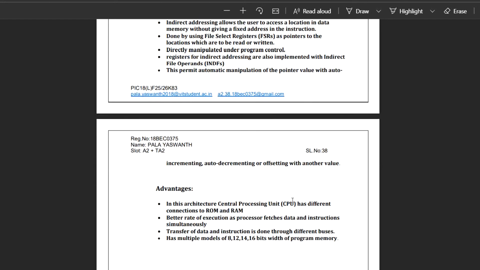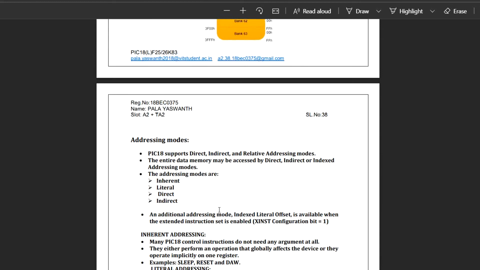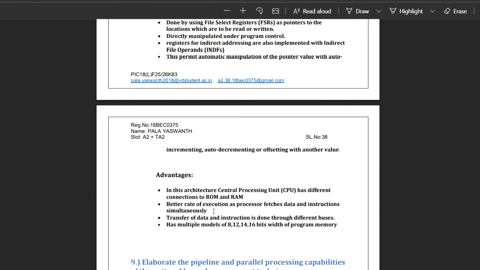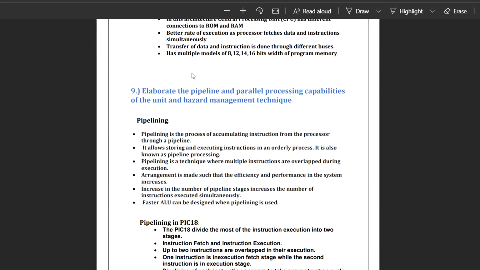This CPU has different connections to RAM and ROM, so it has a better rate of execution as the processor fetches data and instructions simultaneously. So efficiency is mainly considered a key feature of this memory allocation. So that is up to the 8th question.